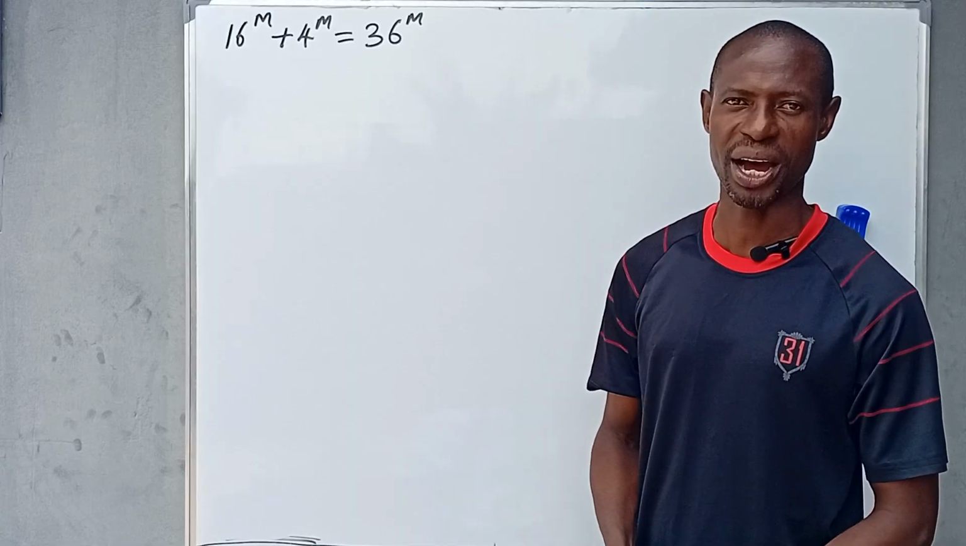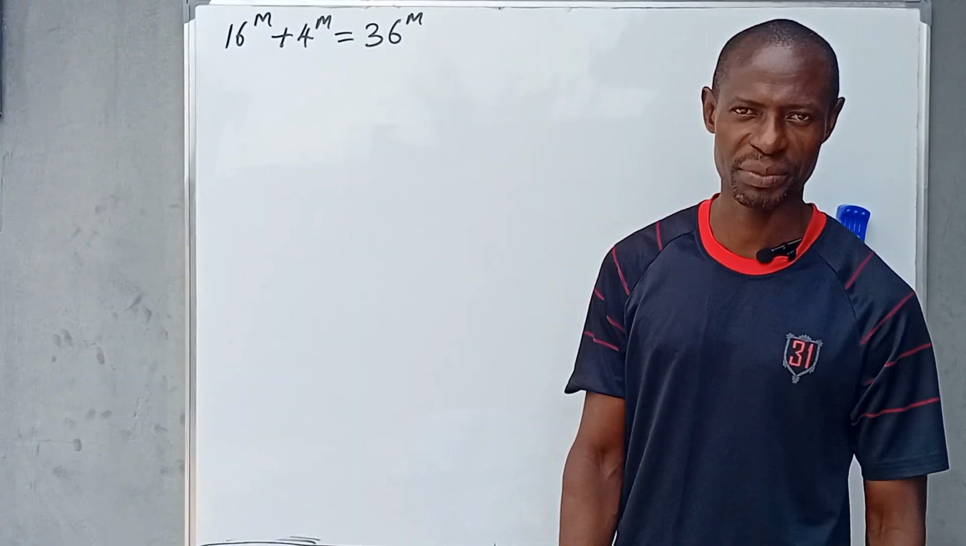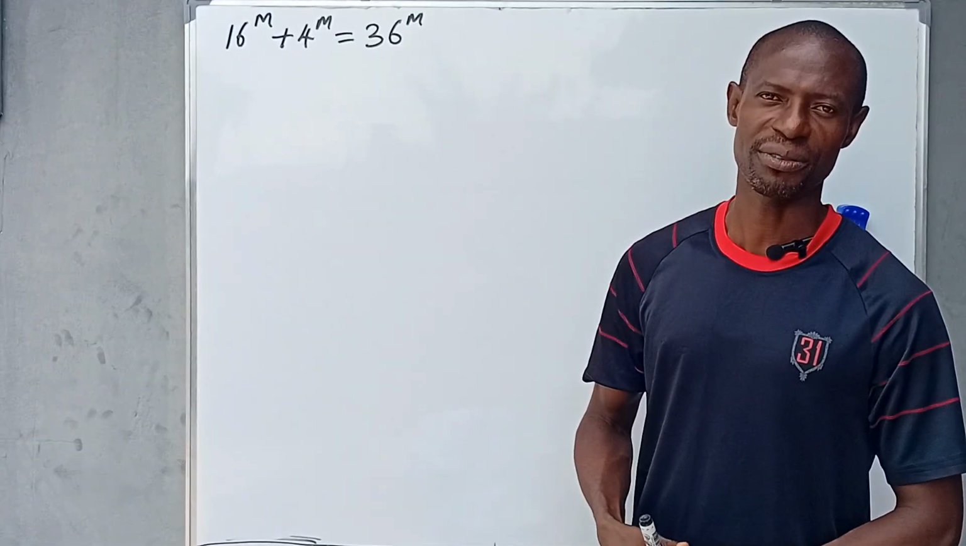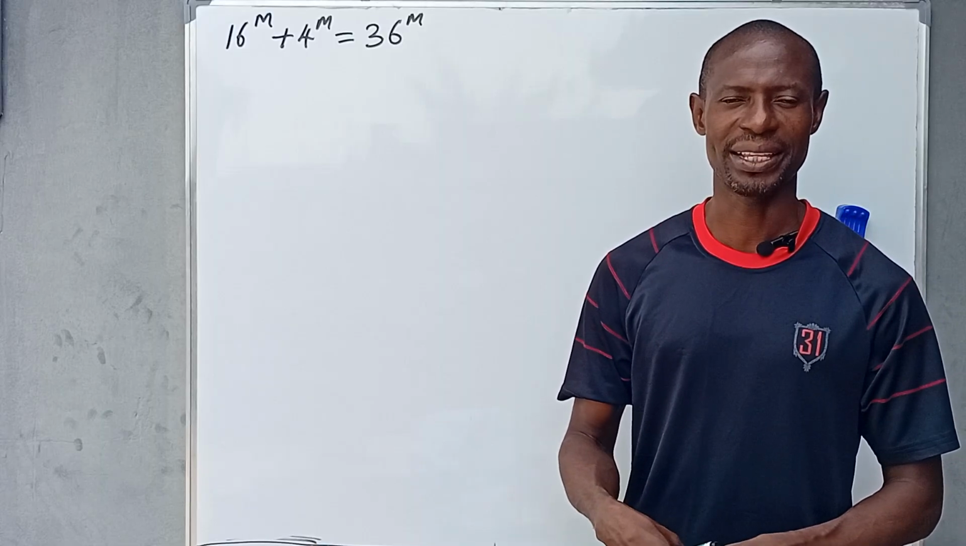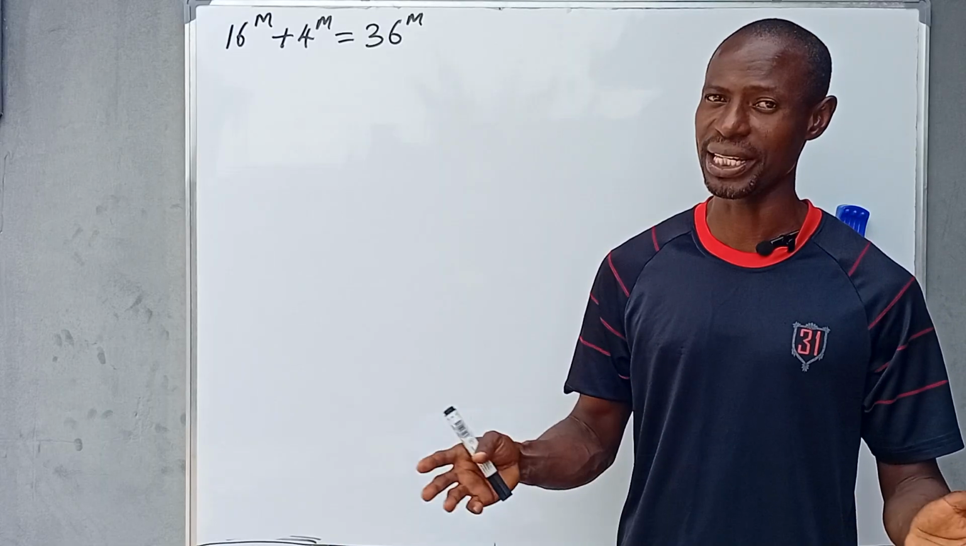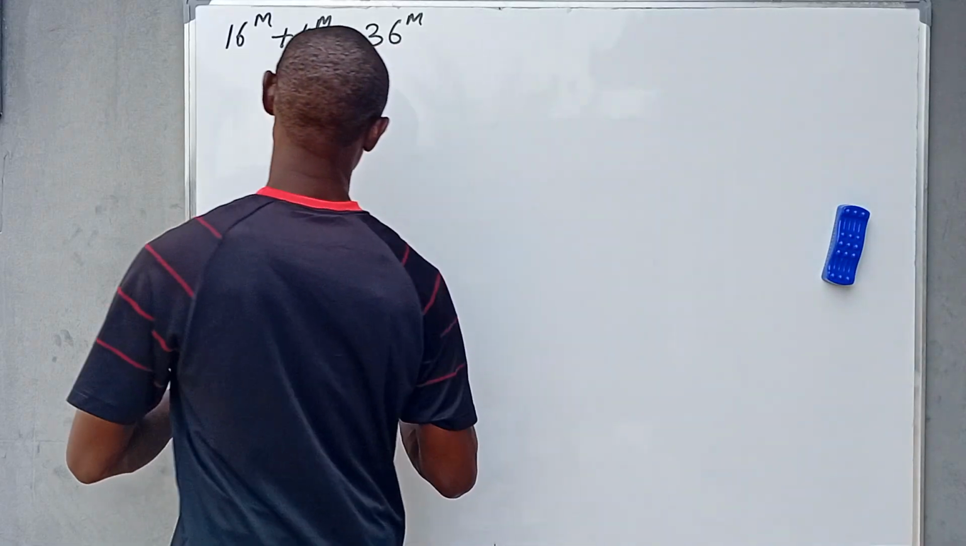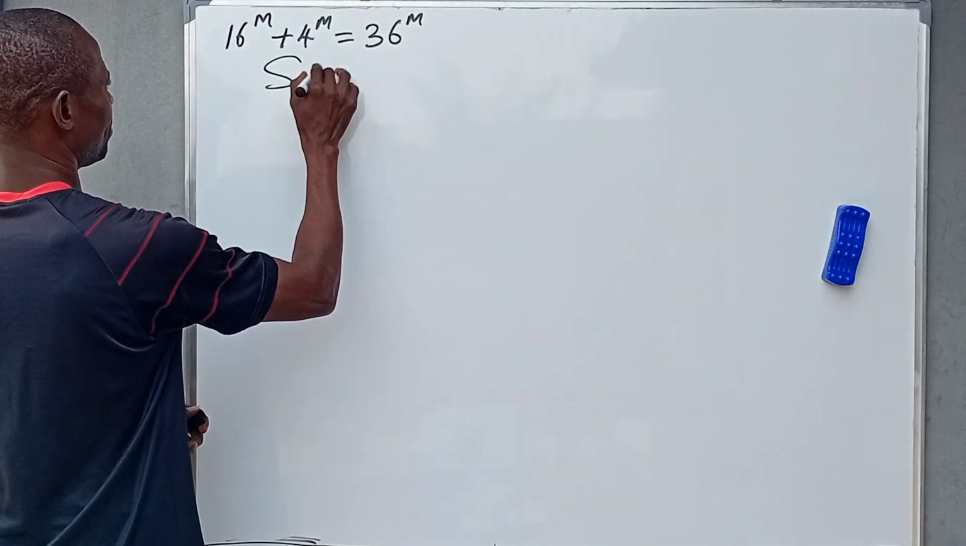We have 16 to the power of m plus 4 to the power of m equal to 36 to the power of m. The value of m here. How do we solve and verify this answer, or the root to this challenge? So let's take our solution first.